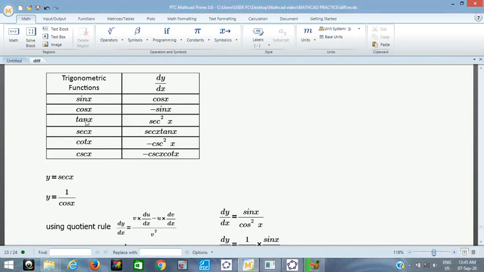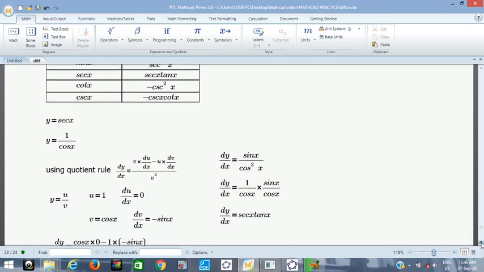But for now, these 6 basic functions, this is how we differentiate them: sine x to cos x, cos x to minus sine x, tan x to sec square x, then sec x is sec x tan x, then cot x is minus cosec square x, then cosec x will give us minus cosec x cot x. So these are the 6 basic trigonometric functions, and this is how you differentiate them. And that is all for now.